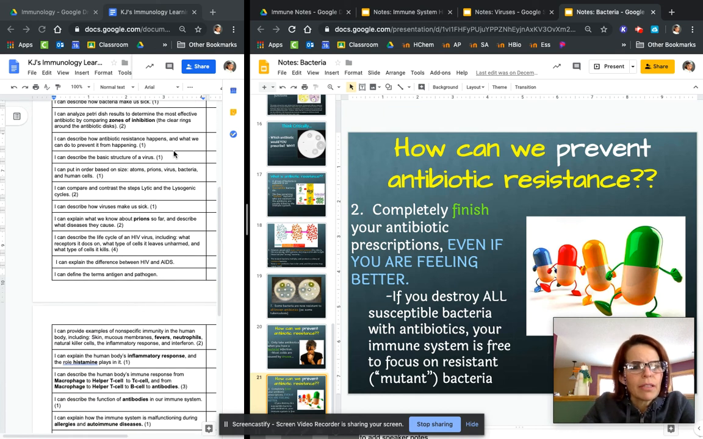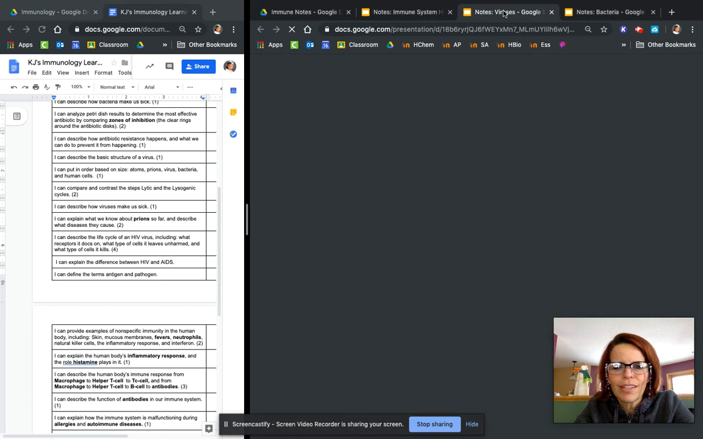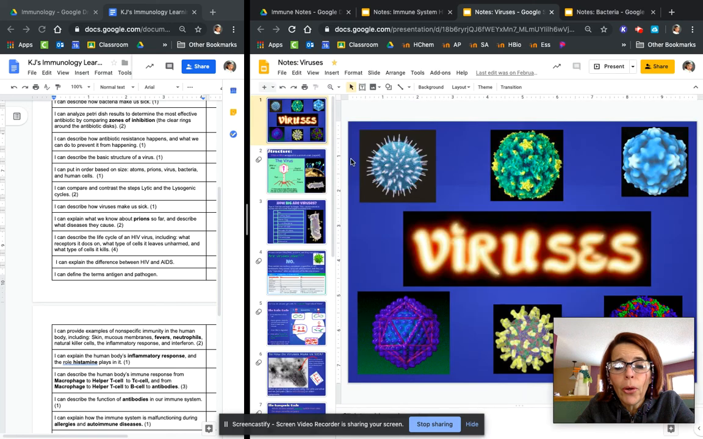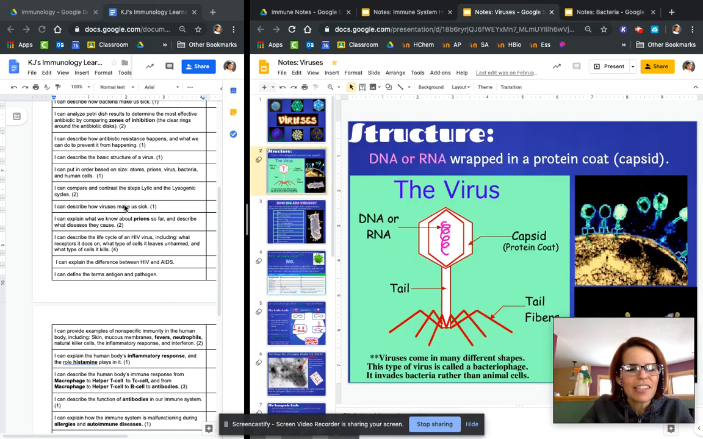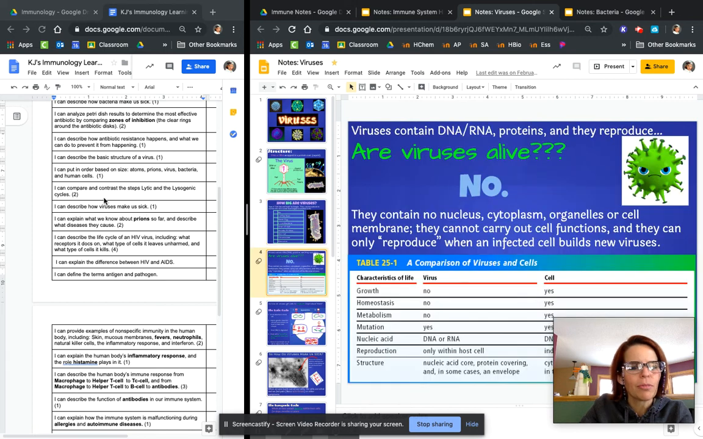Okay, I believe the next section is on viruses. So I'm going to switch notes and talk about viruses. Give my computer just a second to apply. Hello, computer. There we go. All right. The first learning target on viruses says I can describe, oops, nope, that's not correct at all.